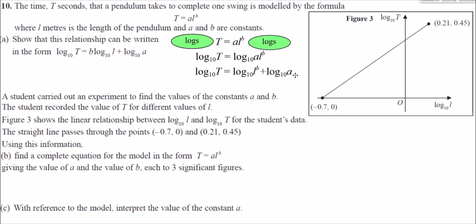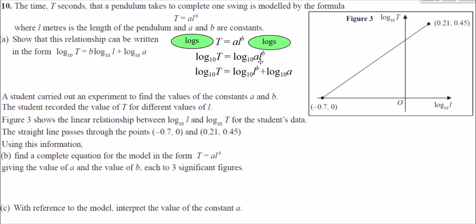If you're wondering why I don't put the A first and then the L to the power B last, the same as the order the letters appear here, it's because I'm trying to show that this relationship can be written in this form here. And in this form, L comes before A. That's why I've put the L before A here.